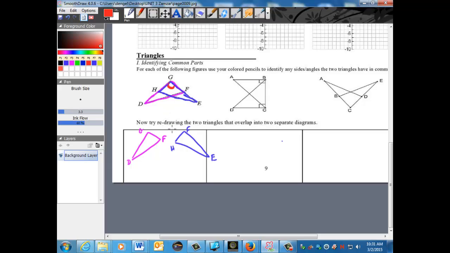And what did I do wrong? When I labeled this, it was labeled incorrectly. This is HGE. I put HFE. Let's change that to a G. Excuse me. This is HGE, and that's this triangle right here, HGE.